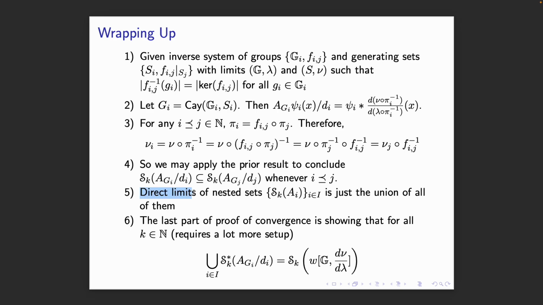It's a more general form of limit called the direct limit. But when you take the direct limit of nested sets, you end up taking the union of all the sets. And so really the only thing that you would need to do now to show convergence is to prove that the union of all of the k-profiles of A_i divided by d_i is equal to the k-profile of this Cayley graph on the limiting group, whose action is characterized by an integral operator. When you apply that integral operator to a square integrable function with respect to the Haar measure defined on the limiting group, you're convolving it with the density of the neighborhood measure with respect to the Haar measure.